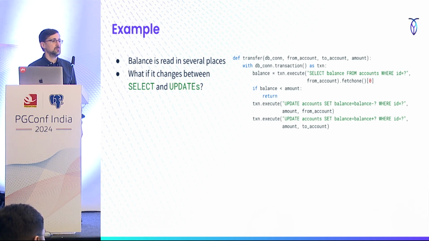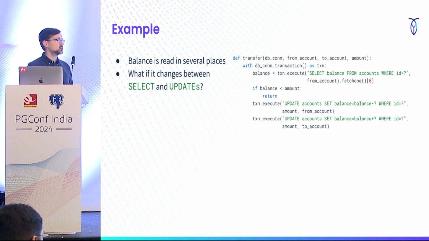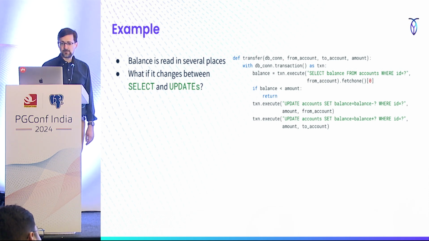And then we do 2 update statements to update both the sender and the recipient account with the new amounts. And so we end up looking at this balance field in more than one place. We read it from the same account in both the select statement and in one of the updates. So what happens if there's a concurrent transaction and the balance changes? What happens is going to depend on what your isolation level is.